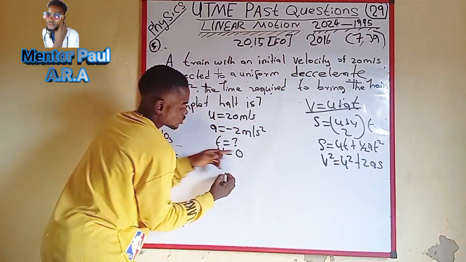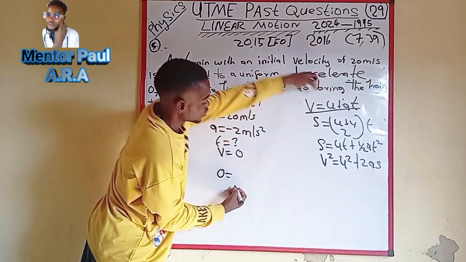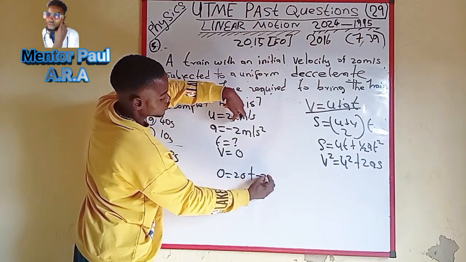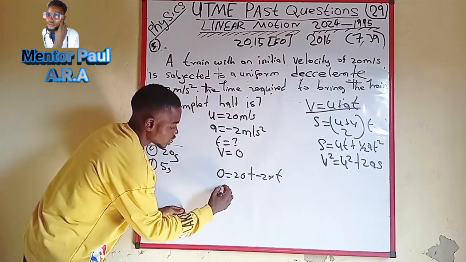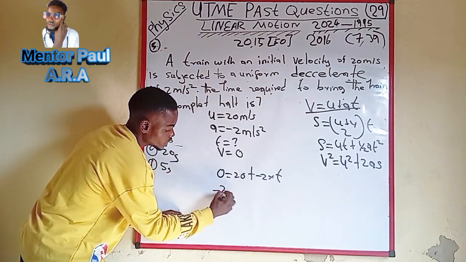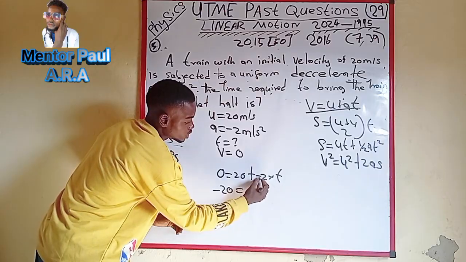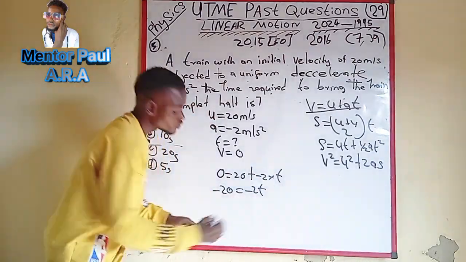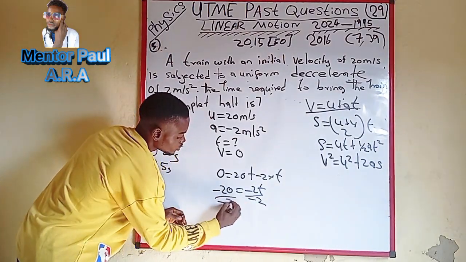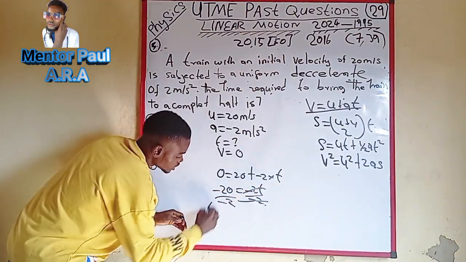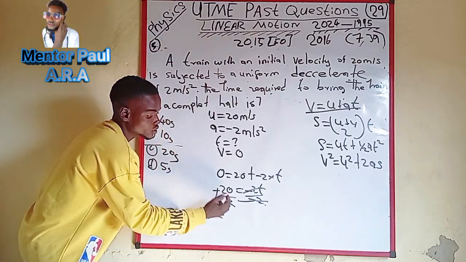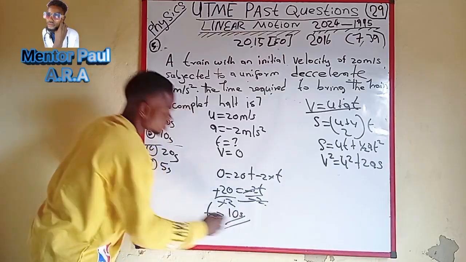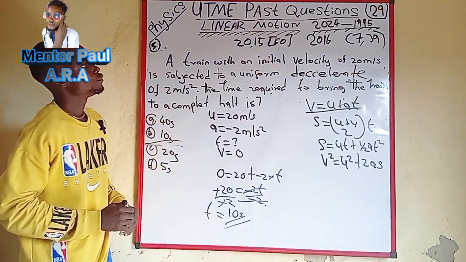My v is 0 here, equals u, which is 20, plus at, a is negative 2 multiplied by time. I'm going to have 20 coming over here becomes negative 20 equals negative 2 multiplied by time, negative 2t. Now I'm looking for t, not negative 2t. Divide by negative 2 on both sides. So I have only t left, the negatives cancel, and 20 divided by 2 is going to give us 10, a positive 10 in seconds. So this is our option B.